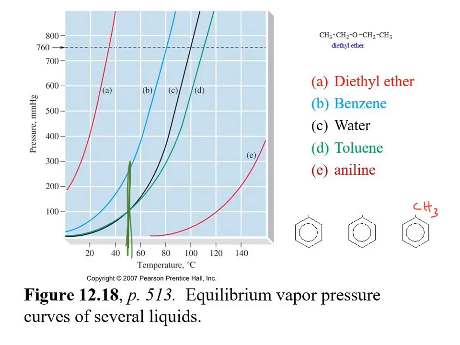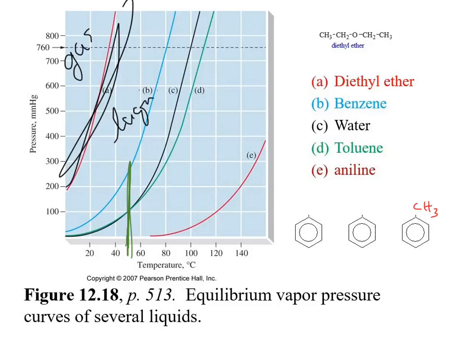And for each one of these, this is an equilibrium vapor pressure curve. I think this will work pretty much for you. If you have a curve like this, think of the upper left-hand corner as gas. And on the other side, the lower right-hand corner, think of it as the liquid phase.